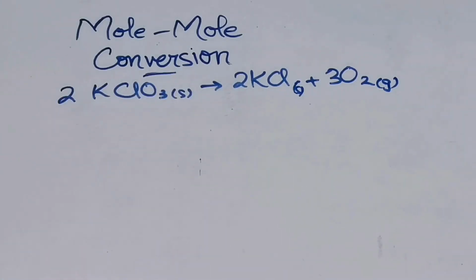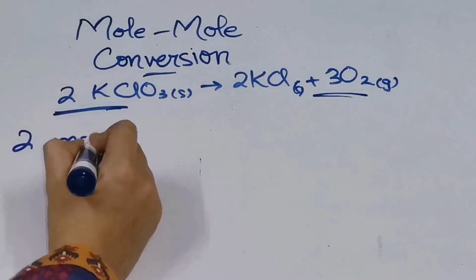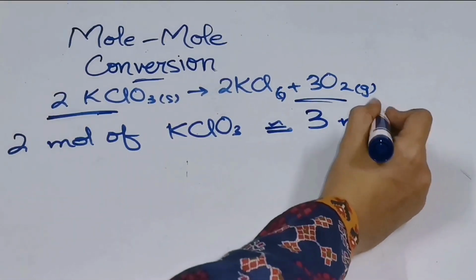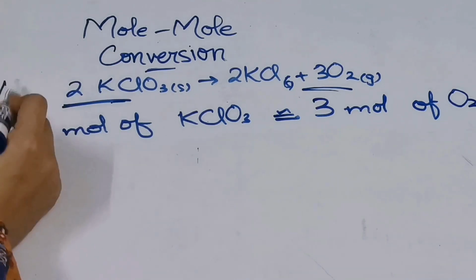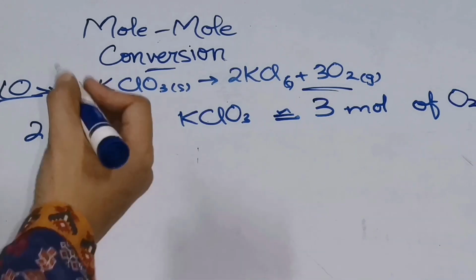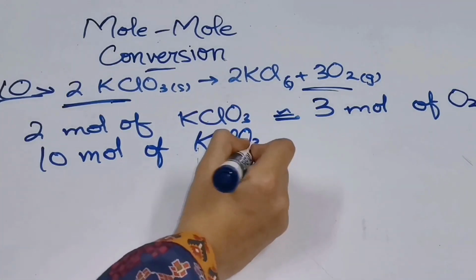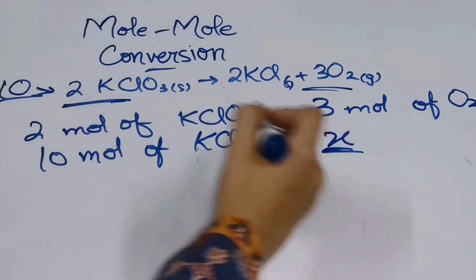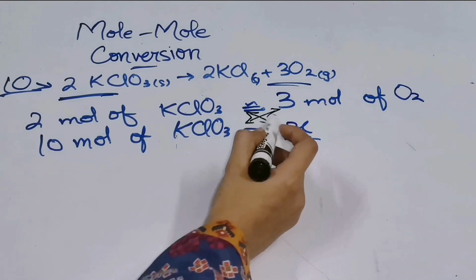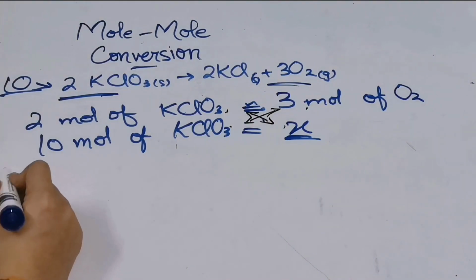So this was the reaction. From the reaction we will compare KClO3 and O2. We will write 2 mole of KClO3 and 3 mole of O2. Now, what they said in the question is that we have 10 moles of KClO3, so how many moles of O2 will be formed? So here we will write 10 mole of KClO3 and we will write X over here. We have to find this value. So what we will do is cross multiplication. This will multiply with this and this will multiply with this value.